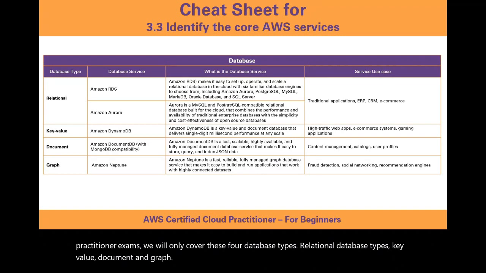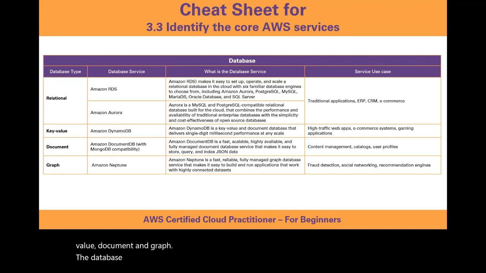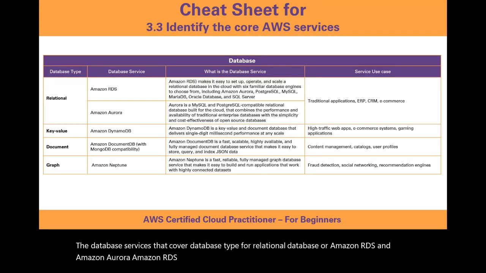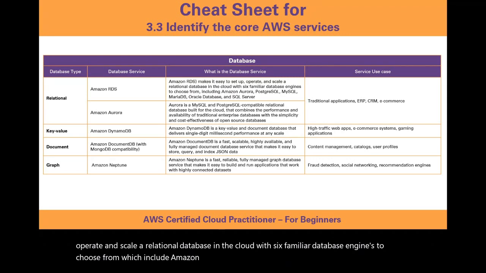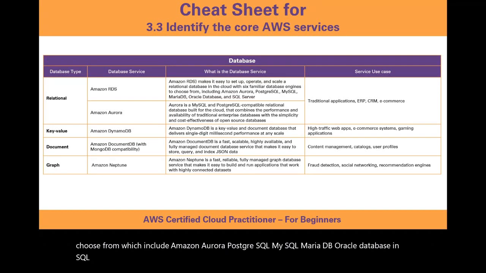The database services that cover database type for relational database are Amazon RDS and Amazon Aurora. Amazon RDS, or relational database services, makes it easy to set up, operate, and scale a relational database in the cloud with 6 familiar database engines to choose from, which include Amazon Aurora, PostgreSQL, MySQL, MariaDB, Oracle Database, and SQL Server. The service use case is for traditional applications, ERP, CRM, and e-commerce.